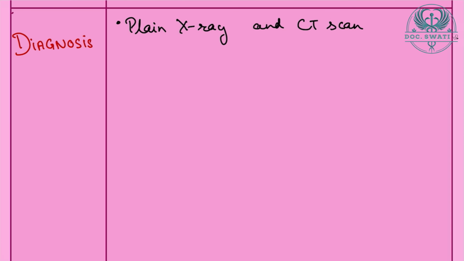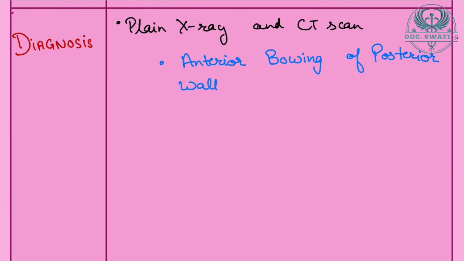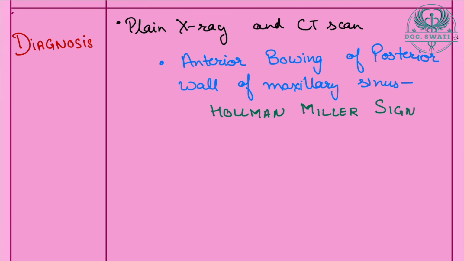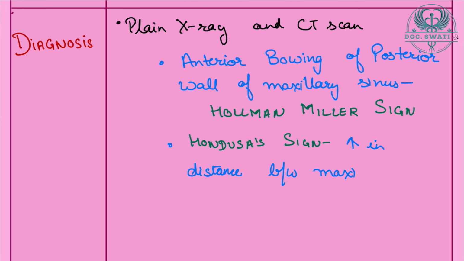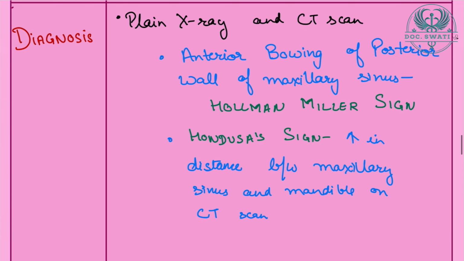So now let's understand how juvenile nasopharyngeal angiofibroma is diagnosed. First, we have plain X-ray and CT scan. In this, anterior bowing of the posterior wall of the maxillary sinus is seen, and this is known as Holman-Miller sign. Next sign we have is Hondusa's sign. Here, an increase in the distance between the maxillary sinus and mandible on the CT scan is observed.